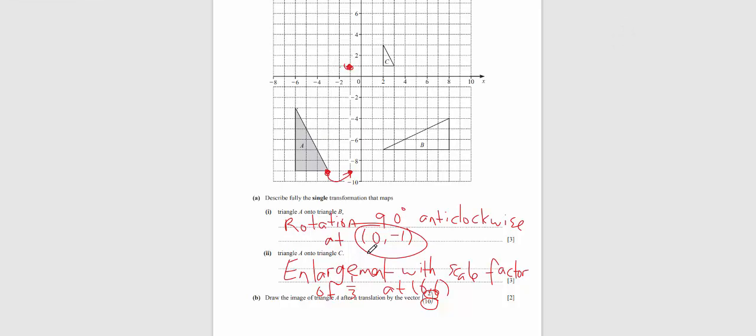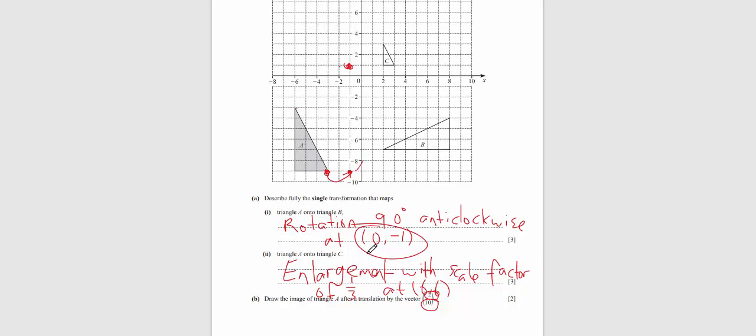Okay, so as we know, the shape doesn't change. So after we pick one point and we know the final point, then we can draw the shape out again. Okay, so it should look something like this. So that's the translation of the triangle: 2 units to the right and 10 units up.